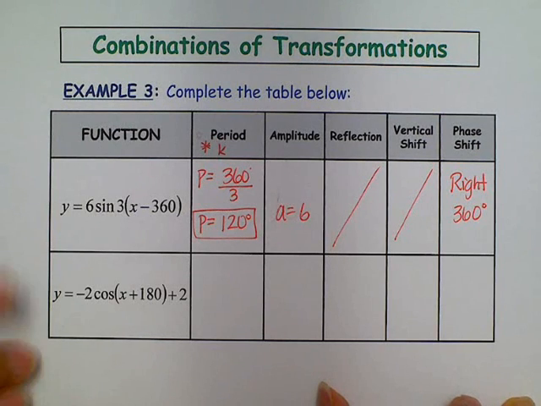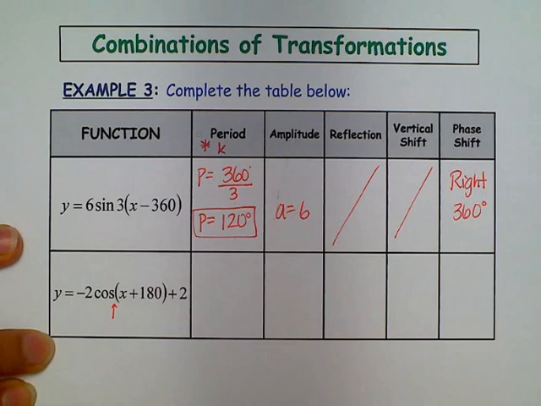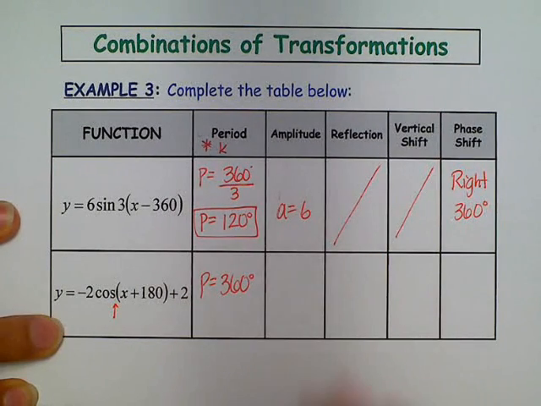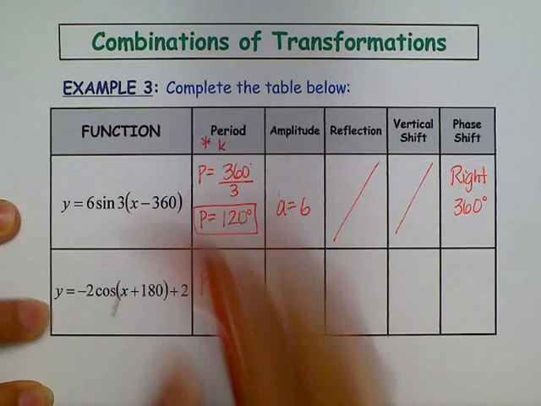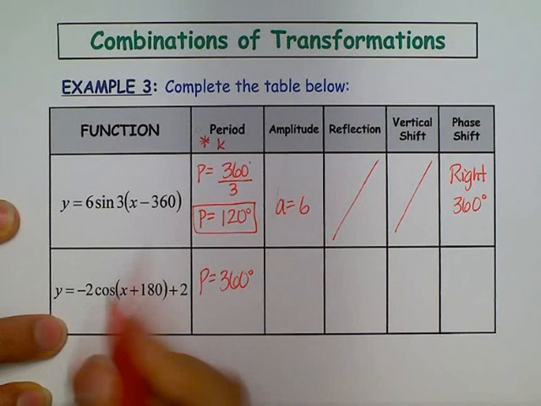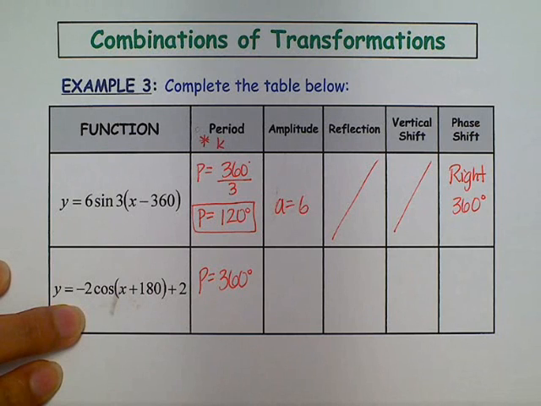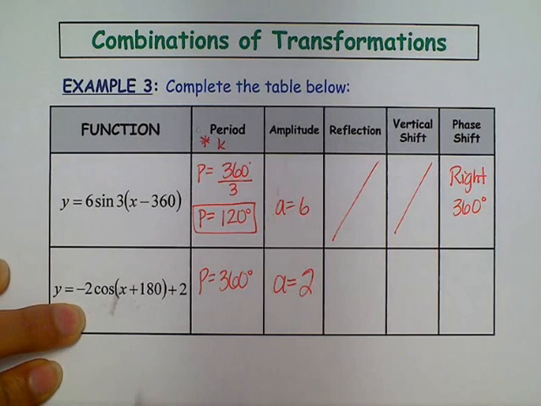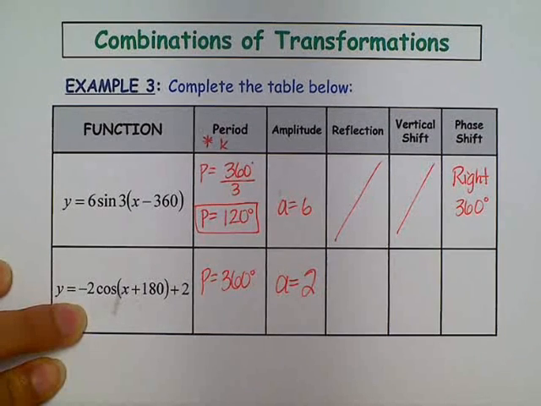Okay, for the second example, the period of the function, if you look at the coefficient here, there is no coefficient, so I know that the period of the function hasn't changed. It's still 360 degrees. In terms of the amplitude, you're going to look at the coefficient of the cosine function, and what you'll notice is that you have a coefficient of -2. Now the amplitude just depends on the height of the graph, and you're looking at half the height. So the amplitude is just going to be +2.